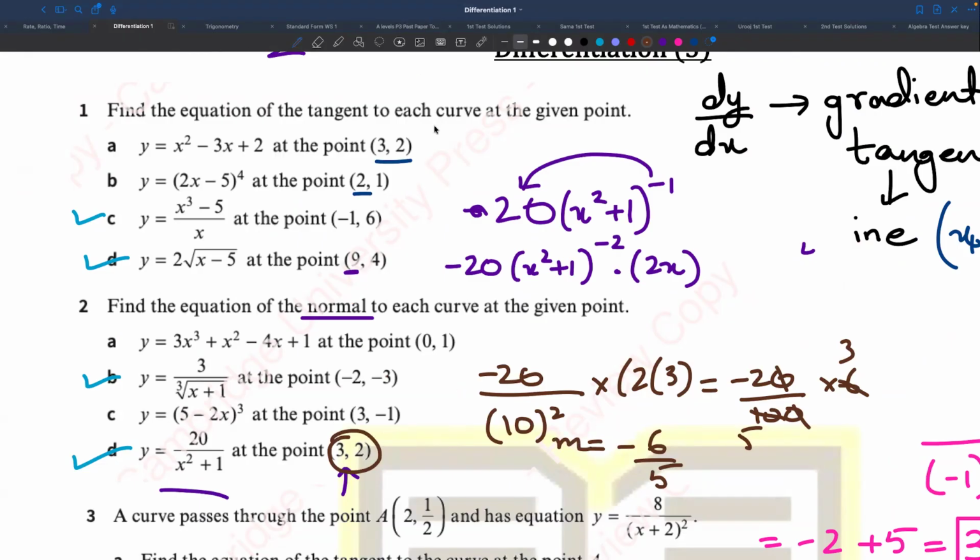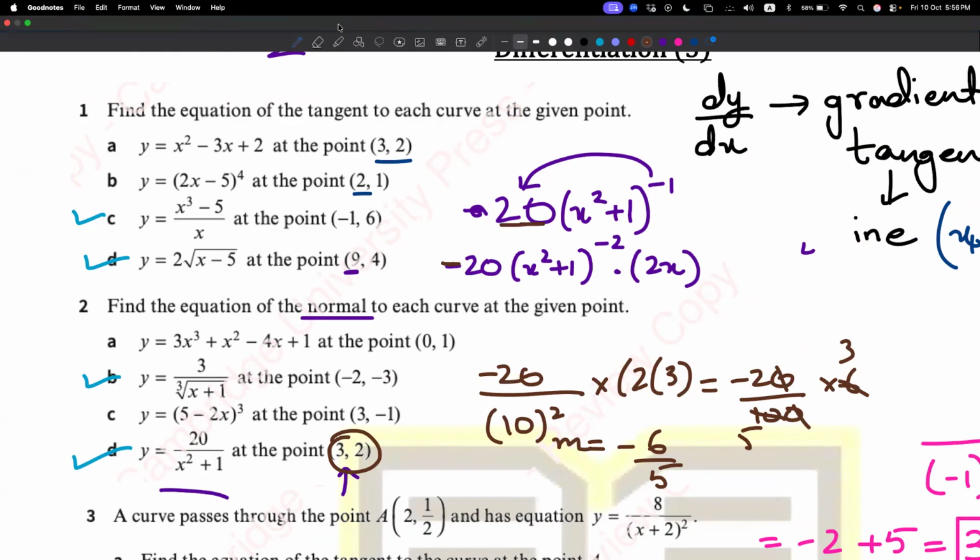Obviously, there are silly mistakes. Why did I make 20 negative? Because when you multiply minus 1 by 20, it becomes minus 20, right? You multiply the power by the coefficient over here. Yeah, you got it now?